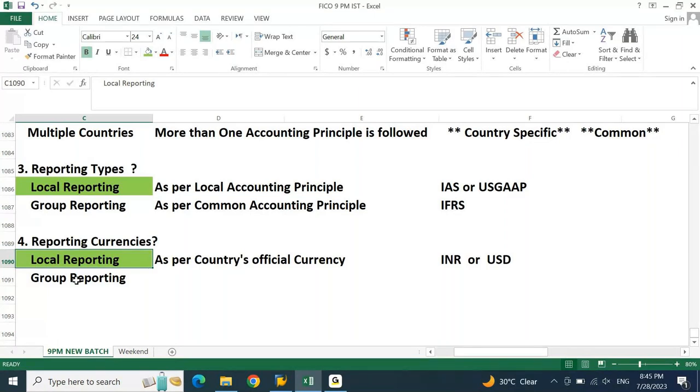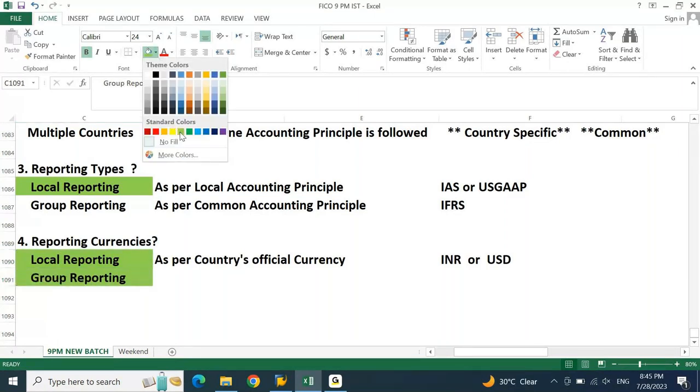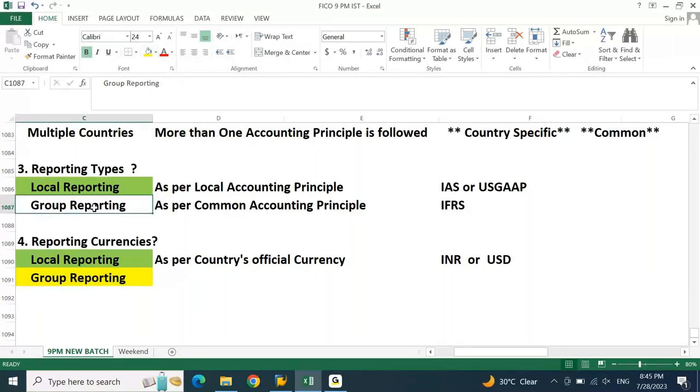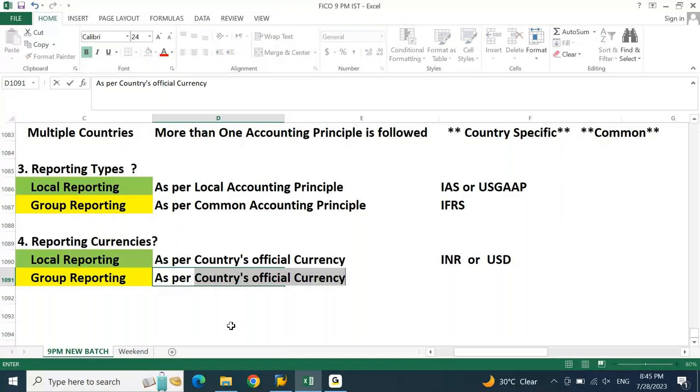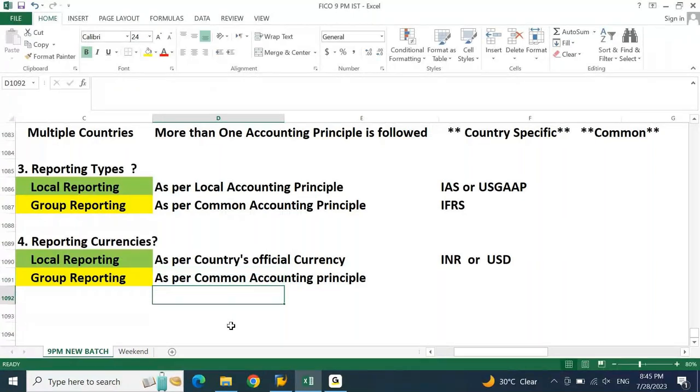Similarly, when you talk about group reporting, now here this is as per common accounting principle. This is again based on the common accounting principle. According to common accounting principle, which is IFRS, company will have a standard policy which is decided at the beginning, which currency to be followed for the group reporting. In short, group reporting is nothing but consolidation. When I'm talking about consolidation, consolidation is nothing but adding all company code figures. Adding all company code figures is nothing but consolidation.